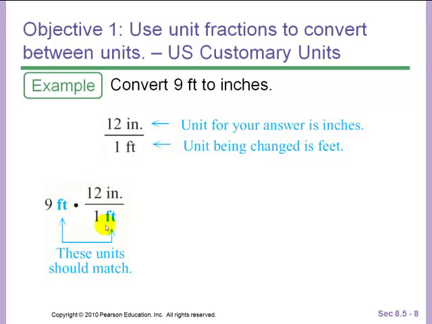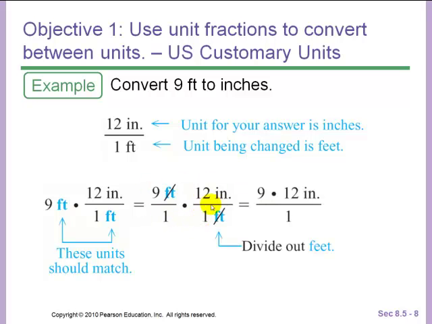So 9 feet, 1 foot, that's going to cancel. In this case, the denominators are just 1. So you have 9 times 12 and 1 times 1 is 1, and 9 times 12 is 108 inches. Therefore 9 feet is equal to 108 inches. Notice the units of feet cancel out. That's really important here. That's our whole goal, is to get rid of the units of feet and convert into the units of inches.